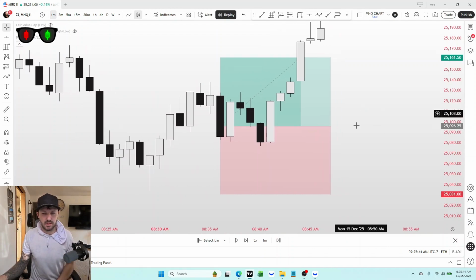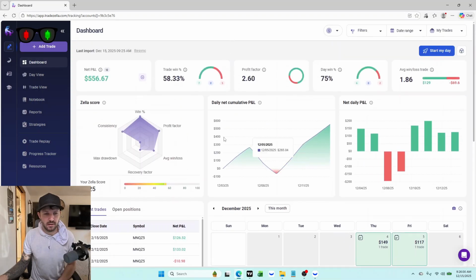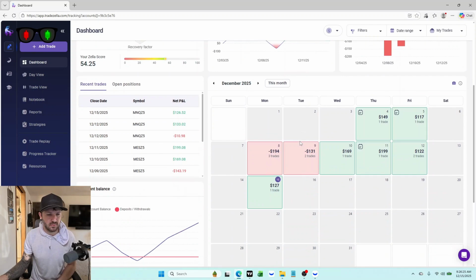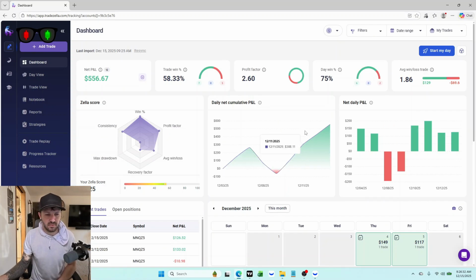Let's jump over to TradeZella and take a look at the numbers. Okay, so Monday, December 15th, we took one trade, $127 profit, and that puts us at $556 on the month. Daily win percentage so far is 75%. Profit factor's 2.6, which is really good. And then my trade win percentage is almost 60% so far. So yeah, we're doing good. Just got to stay disciplined and stay focused.